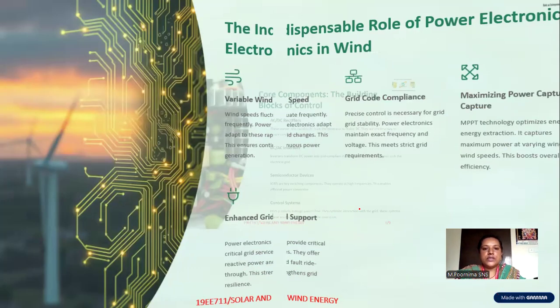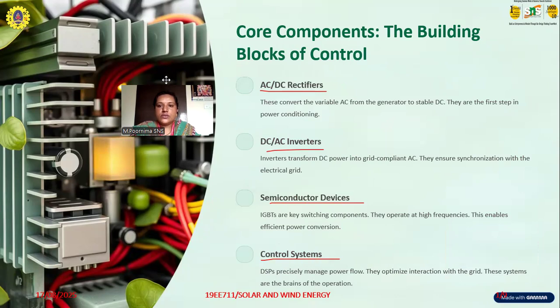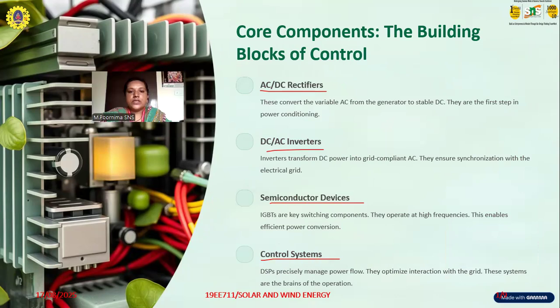The next one is the core components, the building blocks of control. Here we have four main components: AC to DC rectifiers, DC to AC inverters, semiconductors, and control systems. The first one is the AC to DC rectifier. This converts the AC supply to DC supply, and it is the first step in power conditioning. Next is the DC to AC inverter, which produces grid-compliant AC synchronized with the electrical grid.